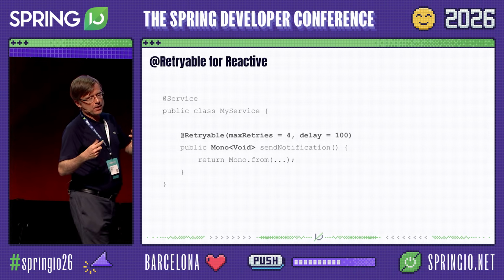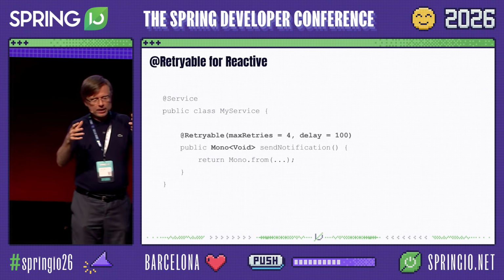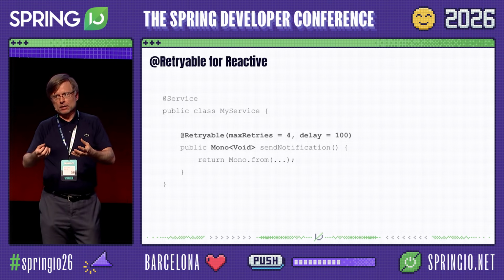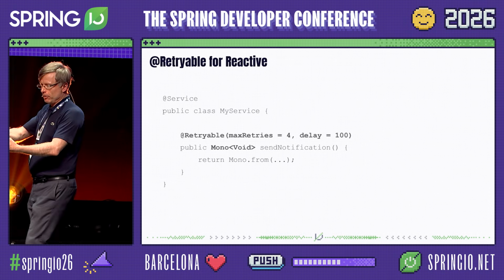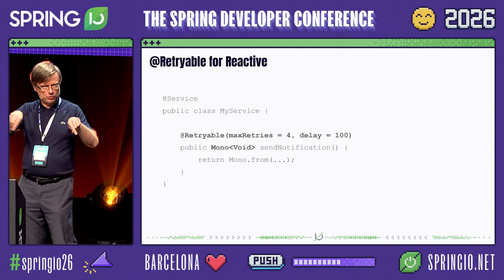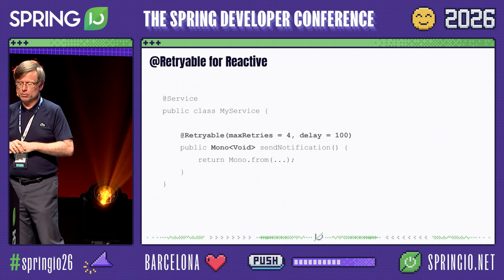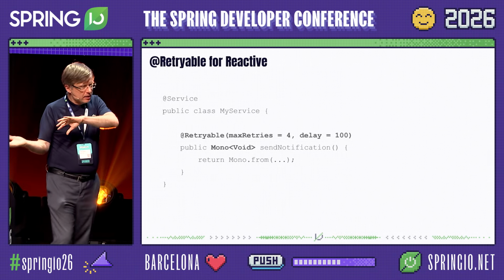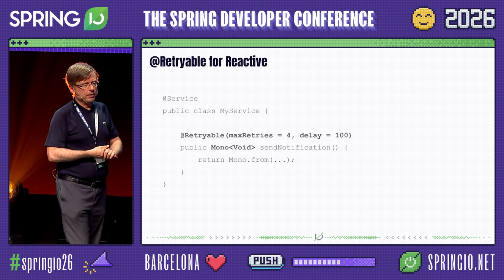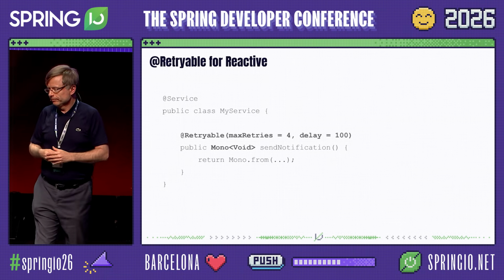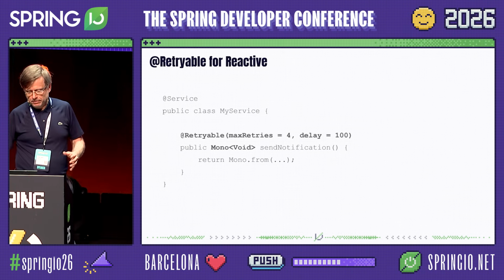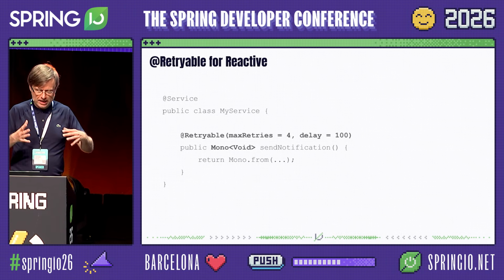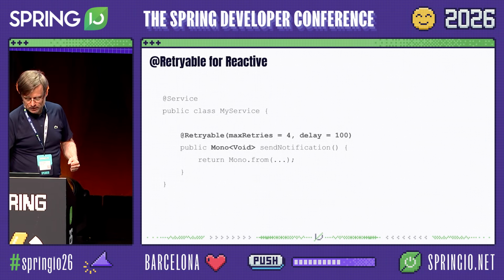So the annotation is actually a little more flexible in being able to pull, say, the maximum number of retries or the delay and that stuff from external configuration sources through the common Spring placeholder model. And it's still being applied to the reactive pipeline that this method returns. So we won't go into this too deeply, but retryable is actually capable of handling reactive methods.